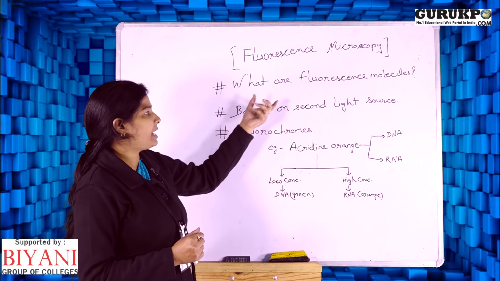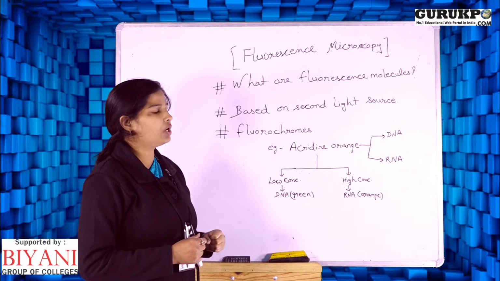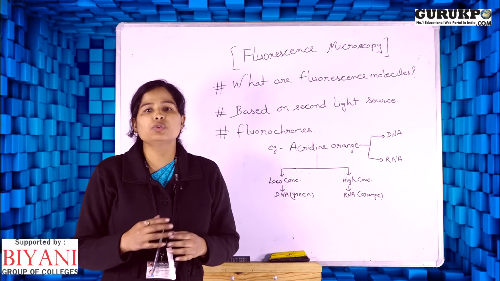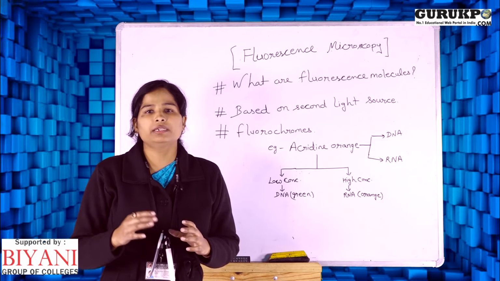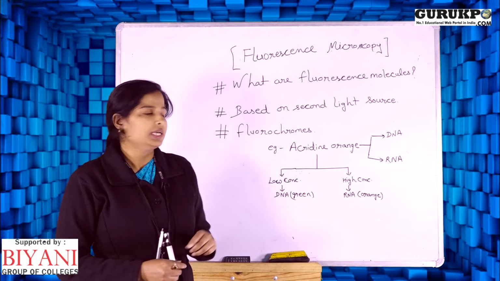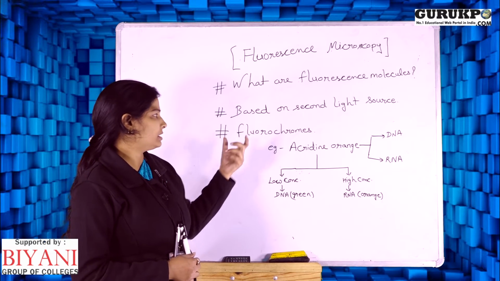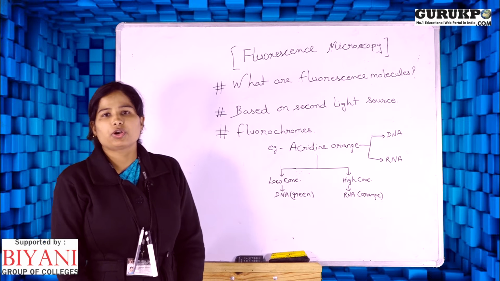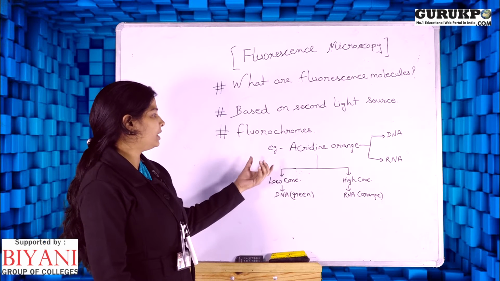Fluorescence microscopy is mainly based on the second light source, as we use a dichroic mirror to reflect the light from the UV source back to the light source. This is known as the second light source. There are many kinds of fluorochromes present in science.